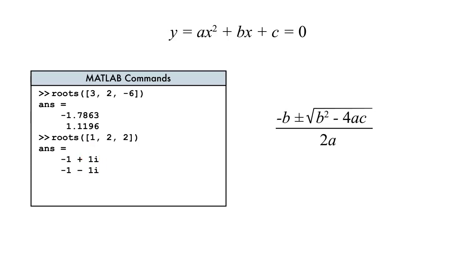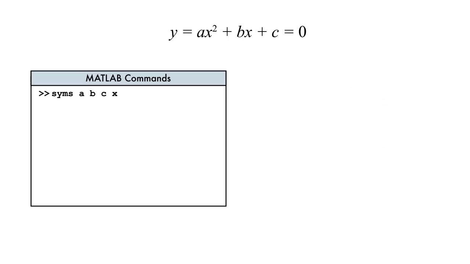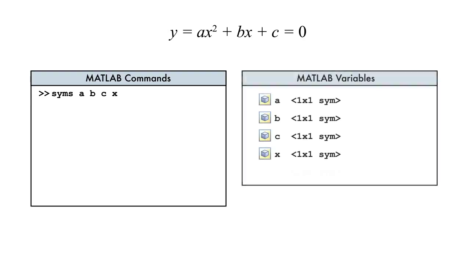If we look at the symbolic solution, we see that the expression inside the square root must be positive to have real roots. Let's see how we get to this solution using MATLAB and the Symbolic Math Toolbox. The first step is to define symbolic variables using the syms command. Symbolic variables differ from the numeric variables we've used so far because we don't have to assign a value to them. We simply declare their existence and we can use them in calculations.